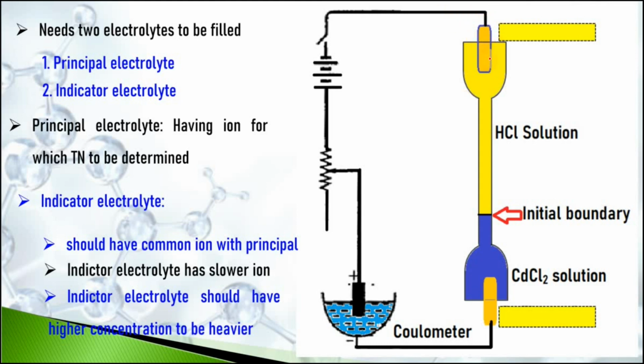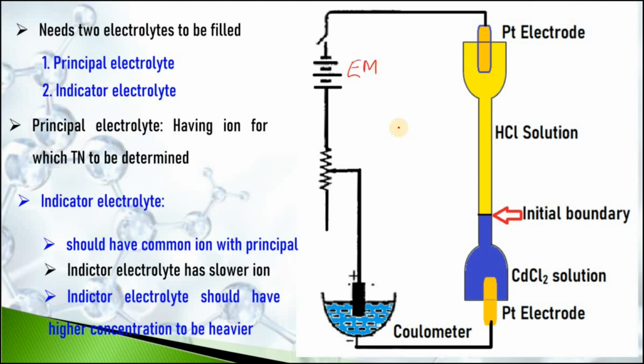And then we dip or immerse two platinum electrodes in the solutions, one in HCl, other in CdCl2. And then we connect these two electrodes with the source of external EMF or battery, and the other electrode is connected with a coulometer. The function of the coulometer is to measure the total amount of electricity flown through the solutions. The coulometer measures this electricity with the help of the second law of electrolysis given by Faraday.